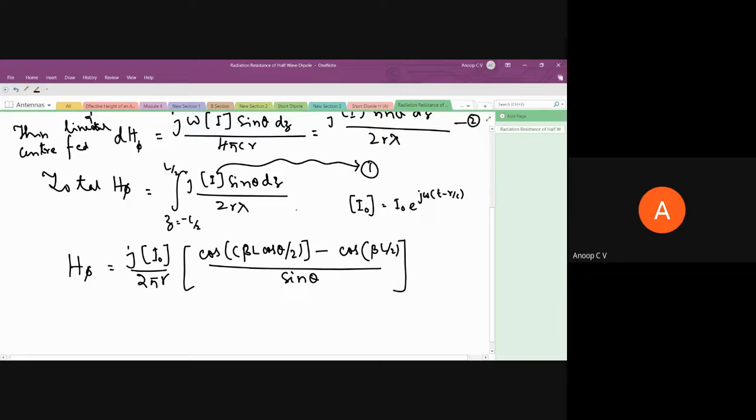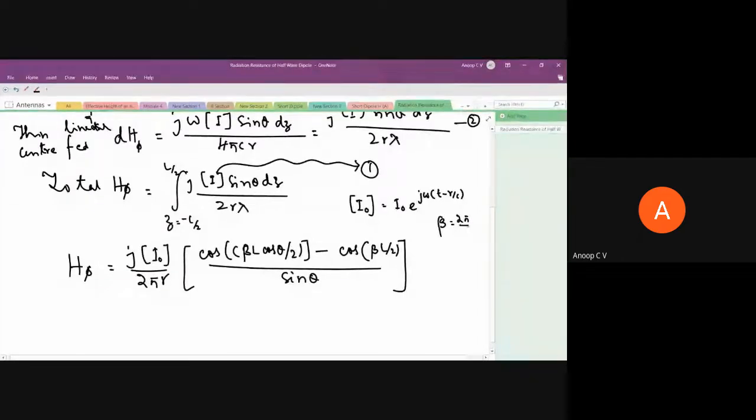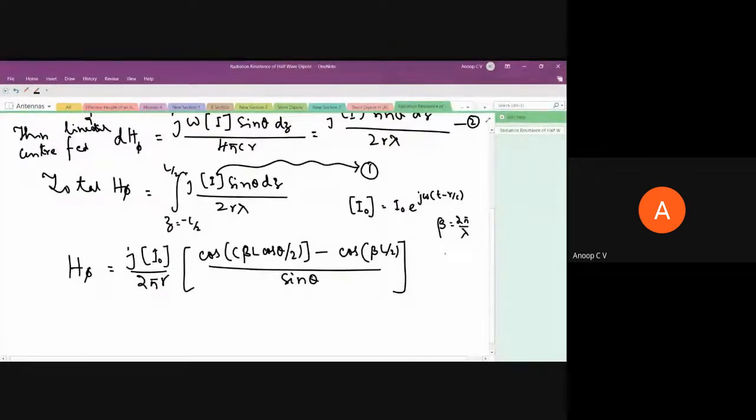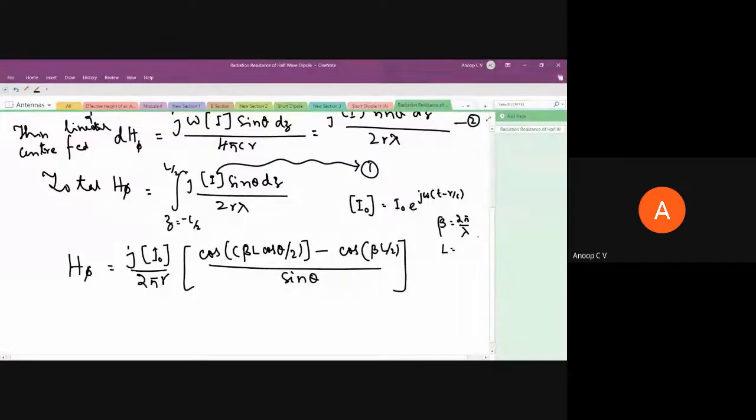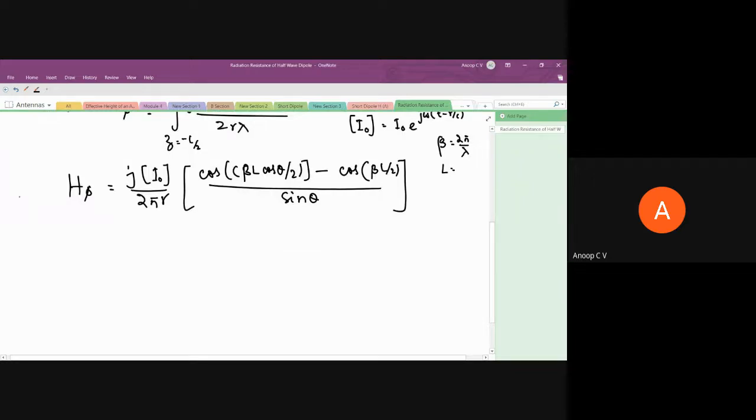So if you substitute for L, if it is a lambda by 2 antenna, what you should do is substitute L equal to lambda by 2, and beta is nothing but 2 pi by lambda, and L you can substitute in terms of lambda. If it is lambda by 2, it will give you the magnetic field intensity expression for the lambda by 2 antenna. That's it. So this is H phi, and E theta can be obtained as, right?